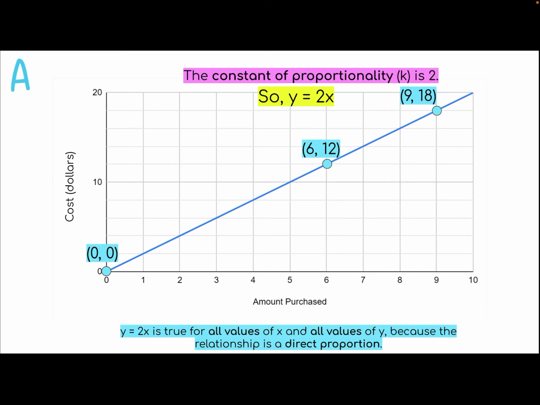y equals 2x is true for all values of x and all values of y, because the relationship is a direct proportion, and you can check it. So look at some ordered pairs on the graph. Take the y value, that's the second number, and divide it by the first. 18 divided by 9 is 2. 12 divided by 6 is 2.